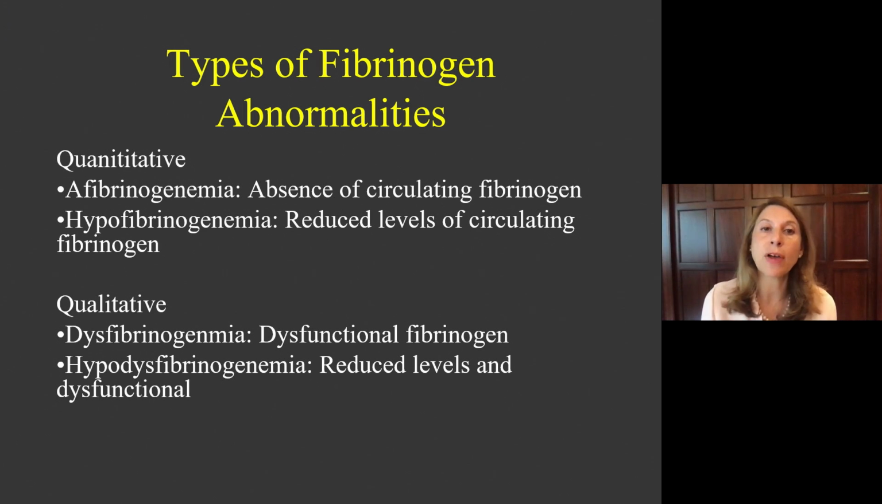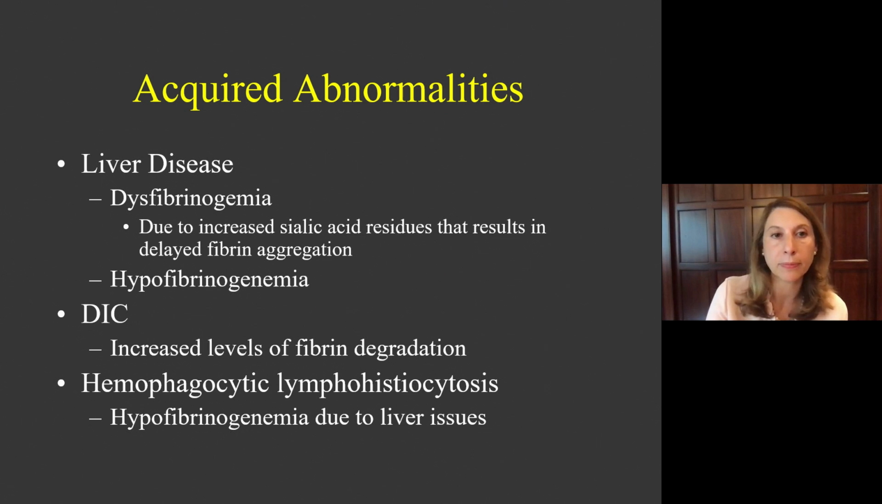So what types of fibrinogen abnormalities can occur? You can have quantitative problems such as afibrinogenemia, absence of circulating fibrinogen, or hypofibrinogenemia, reduced levels of circulating fibrinogen. You can have qualitative or functional problems: dysfibrinogenemia, dysfunctional fibrinogen, or hypodysfibrinogenemia, which has both reduced levels and also dysfunction.